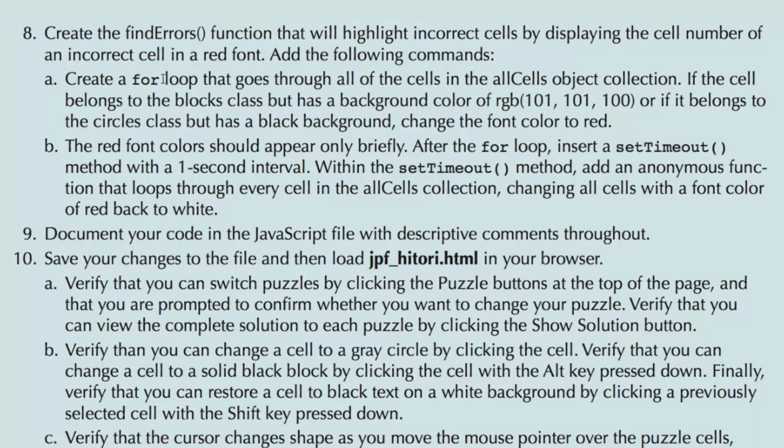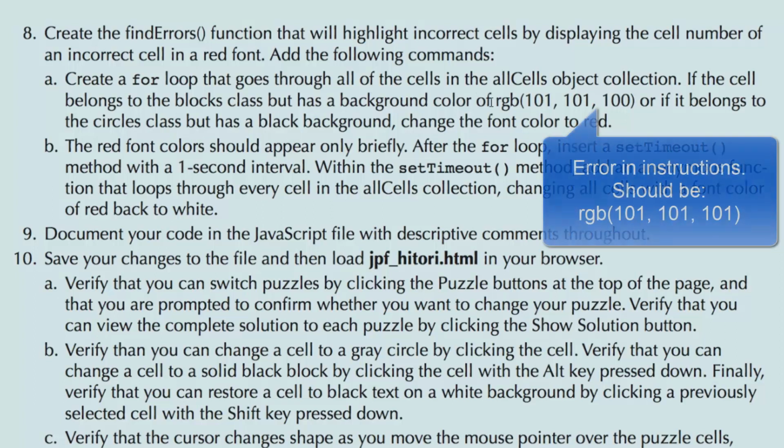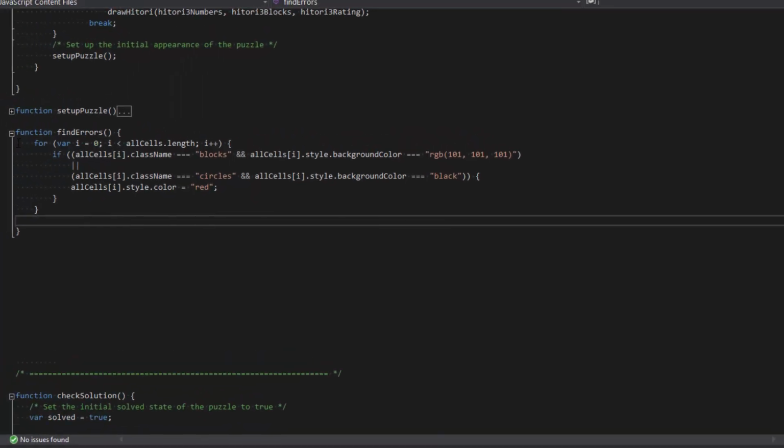And so step 8A, we're going to create a for loop that goes through all the cells in the allCells object collection. If the cell belongs to the blocks class but has a background color of gray, or if it belongs to the circle class but has a black background, we're going to change the font color to red because either of those situations would be incorrect.